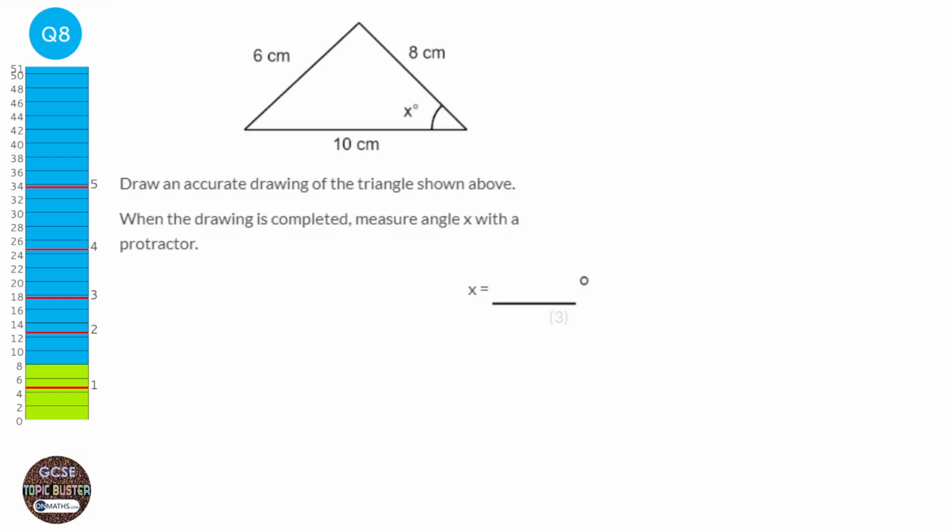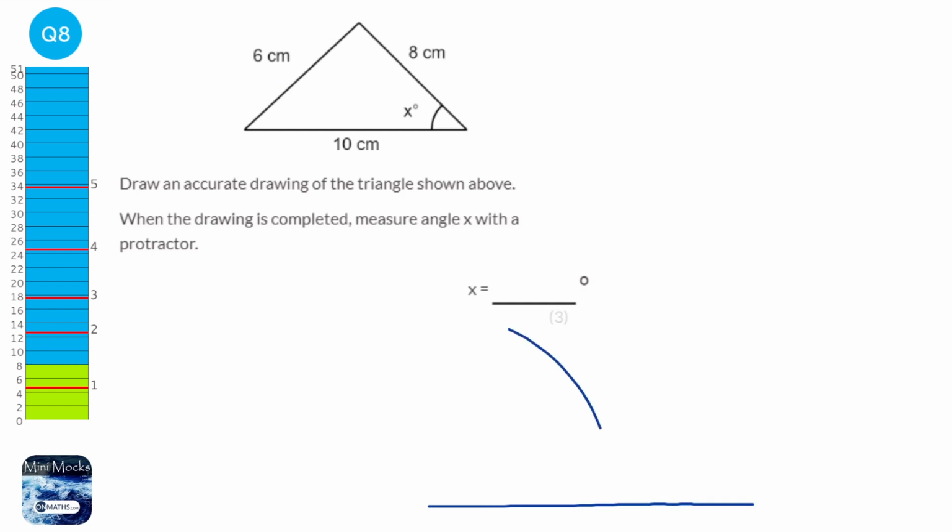You will need to use a paper and pencil to do this physically. You can't really do this on the computer. And make sure you have a ruler and a compass. So the first thing we're going to do is draw our 10 centimeter line. And we're going to get our compass and we're going to measure the 6 centimeters for the left hand side. So we're going to measure 6 centimeters on our compass, and we're going to just put a little arc there.